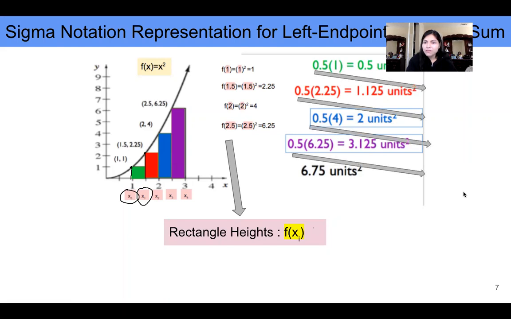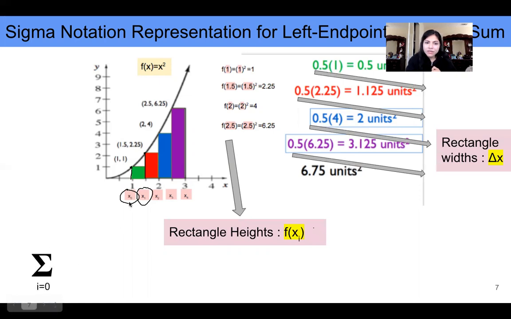Those 0.5s in calculus and in math in general, we call them delta x, which means change in x. So we have our rectangle heights, we have our rectangle widths. We know that to find the area of a rectangle, we multiply these two together to get the area, right? But not only that, we had to add up all of these rectangles to get the area, and that's where sigma's coming in.